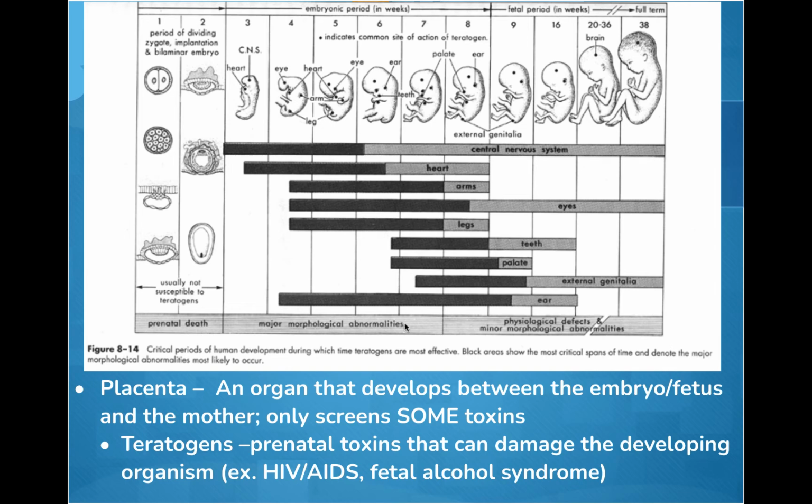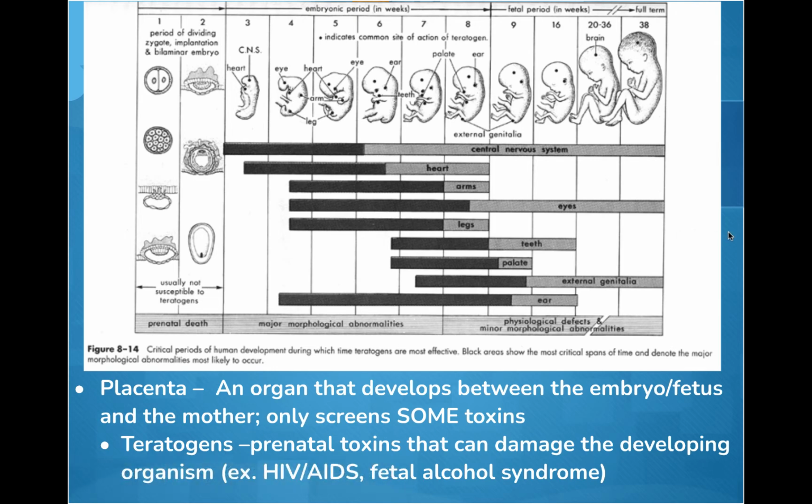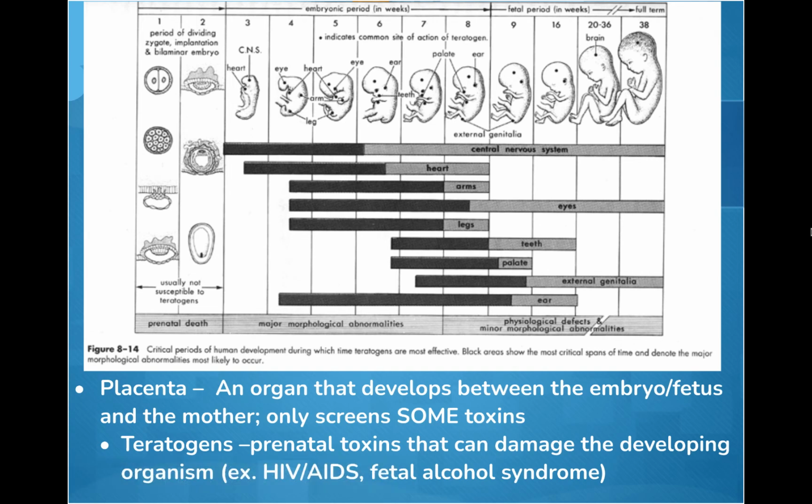Remember that during the germinal stage, the developing zygote is usually not very susceptible to these types of toxins, which we're going to call teratogens. The placenta is the organ that develops between the embryo, fetus, and the mother, where the mother is able, through what she is eating and drinking, to provide nourishment to the embryo or fetus. But the placenta is only good at screening out some toxins. So there are other toxins, like the teratogens we're talking about right now, that can pass through the placenta and can have really damaging effects on the development of the organism.